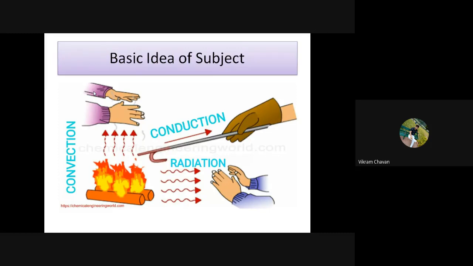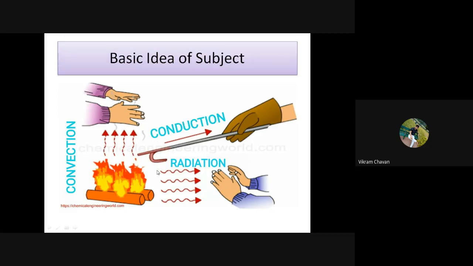Now, the subject revolves around three basic concepts only, and those three basic concepts are shown in only one image. So the subject is around this one image. In it, woods are burning, and one person is sitting too near the burning woods, and one person is sitting away from the fire, and one person is holding a rod and keeping it inside the fire.